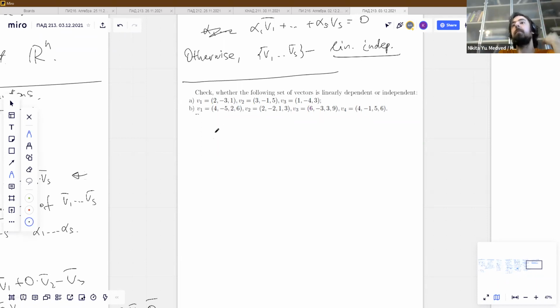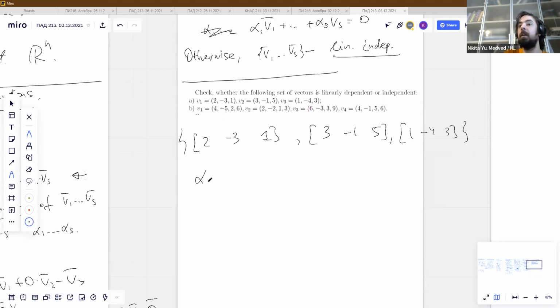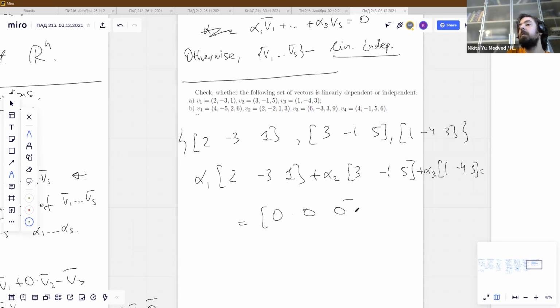That doesn't really matter. Still, what this means is that we have three matrices, this matrix, and this matrix, as a set. And the question is, are they linearly dependent or independent? So they ask whether there exist such numbers alpha 1, alpha 2, and alpha 3 such that this combination equals 0, 0, 0, the zero vector in this space.